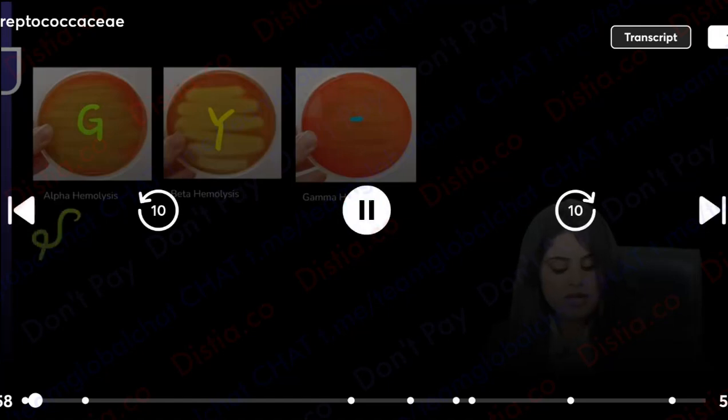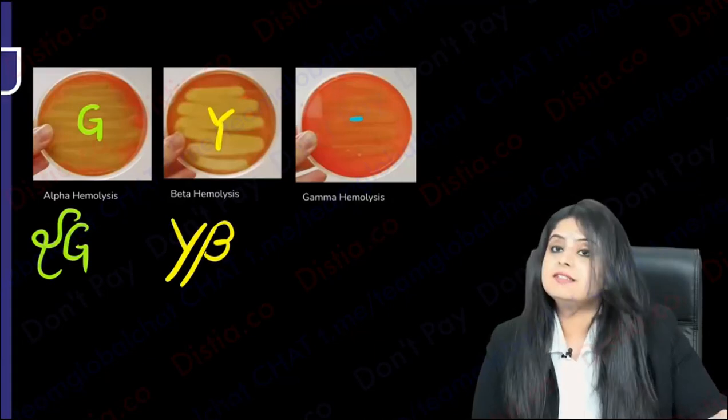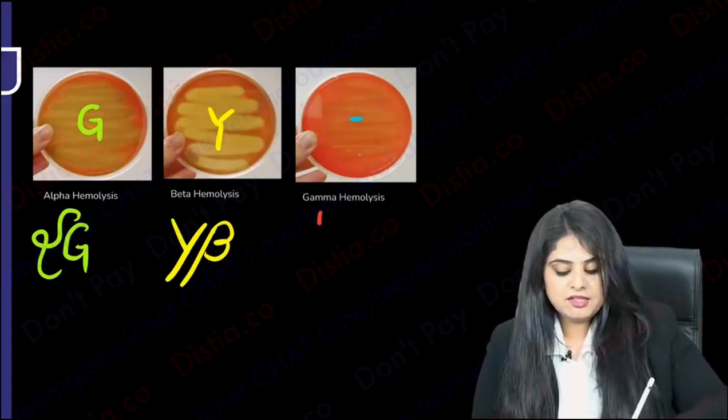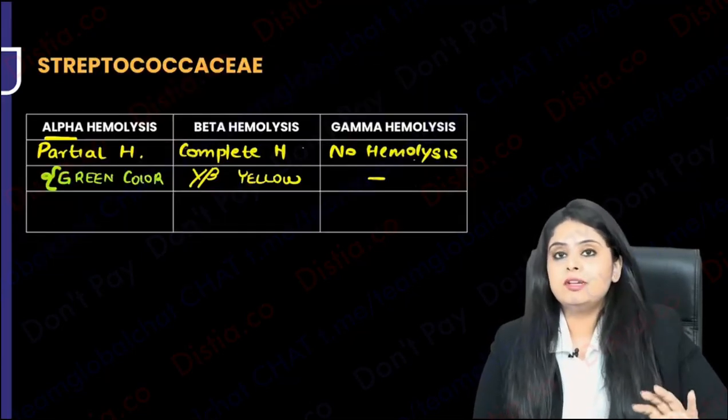So simple, the way you write alpha, you will get a green color. The way you write beta, you will get a Y, that is yellow color. And gamma is the same red color as before. So this is going to be your basic classification.